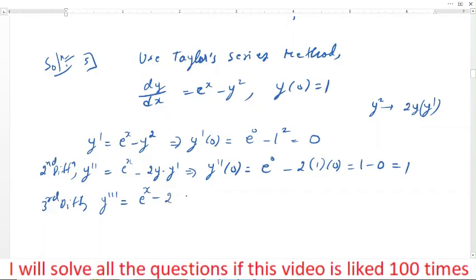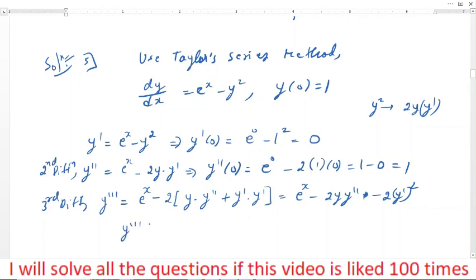Now here you can see 2, we'll use the u into v rule. So y as it is, y double dash plus y dash into y dash, differentiation, students. Therefore this is equal to e raised to x minus 2y y double dash plus minus into minus into plus minus 2y dash square. Okay, we'll substitute the initial conditions. Y triple dash of 0 is equal to e raised to 0 minus, substitute the values in this, students. So it is e raised to 0 minus 2 times, y is 1, y double dash is 1, y dash is 0.